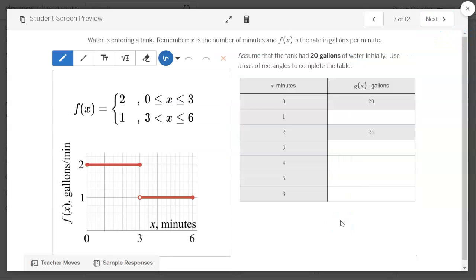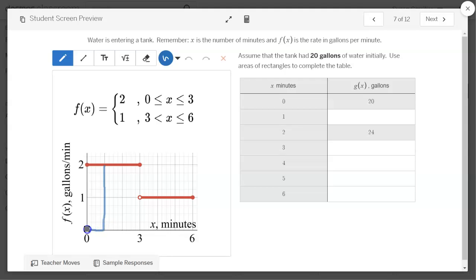And then here, they're actually calculating out the number of gallons in the tank for each of these minutes. So it started with 20 gallons, and that is something that kids struggle with because they think, wait a minute, 0 to 20 is not in this graph. And you may have to keep reminding them, this graph is not g of x. This graph is f of x. We're looking for a whole different function here, g of x. F of x is the rate of change of the graph. It's not actually the graph of g of x. So we can't use the numbers in this graph to fill this table. We have to actually find the areas in the graph.